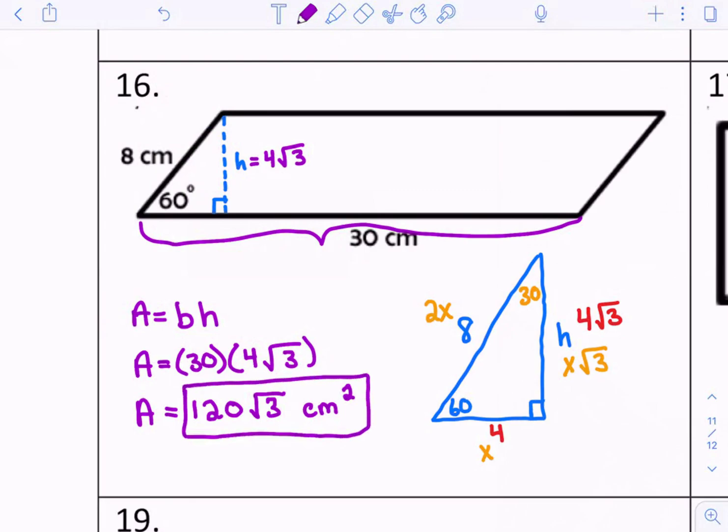If they wanted us to round it, we actually have to do 120 times rad 3, and we'd get approximately 207.85 if we rounded it to the nearest hundredth. But again, the question did not ask us to round. I'm just giving you an example if you had to round.